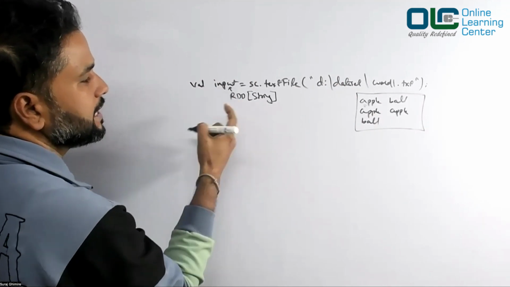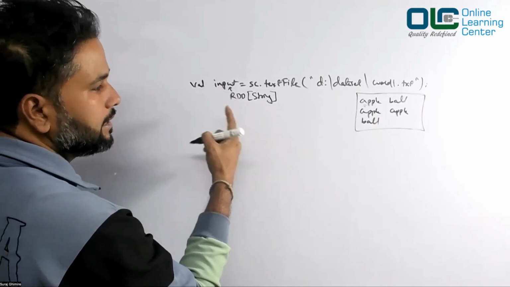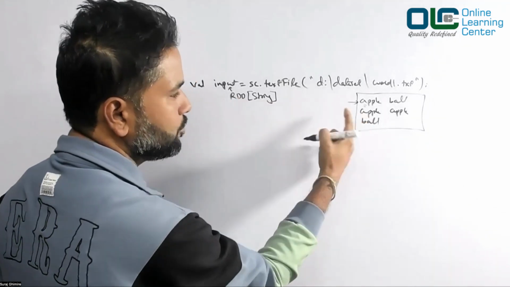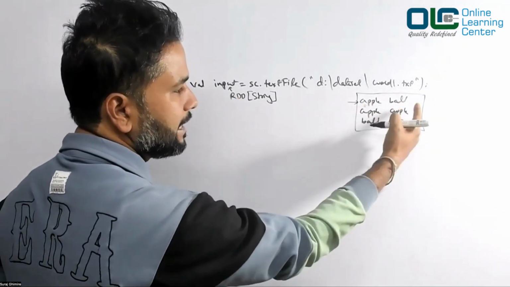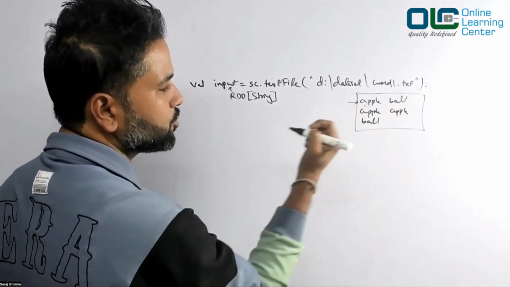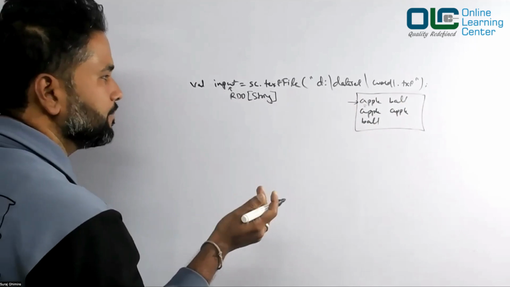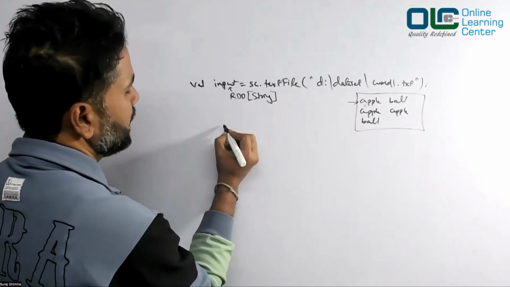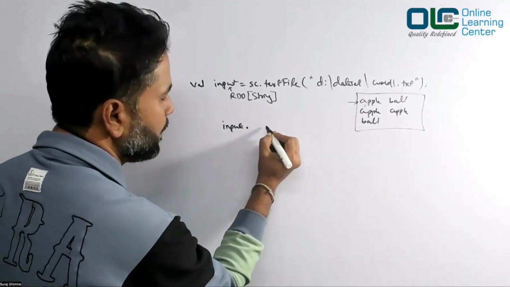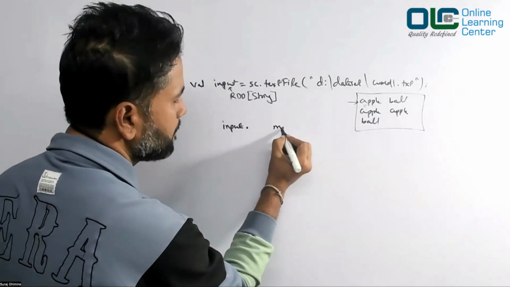This input is basically RDD of string type, and that means this input, one line holds both, the entire line, apple and ball. Next line holds apple and apple. Third line holds ball. So I should separate them. So what I'll do, I'll write a code like this. Input, which is my RDD, dot, let me do map. Okay, first I'll do map.